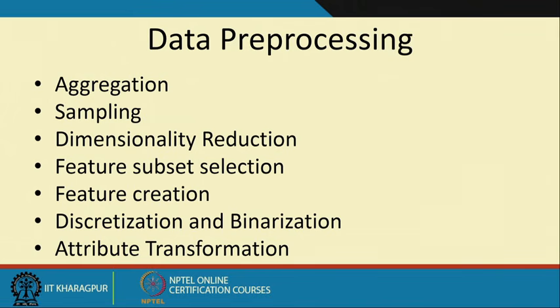So, here are the preprocessing steps that are usually followed: aggregation, sampling.